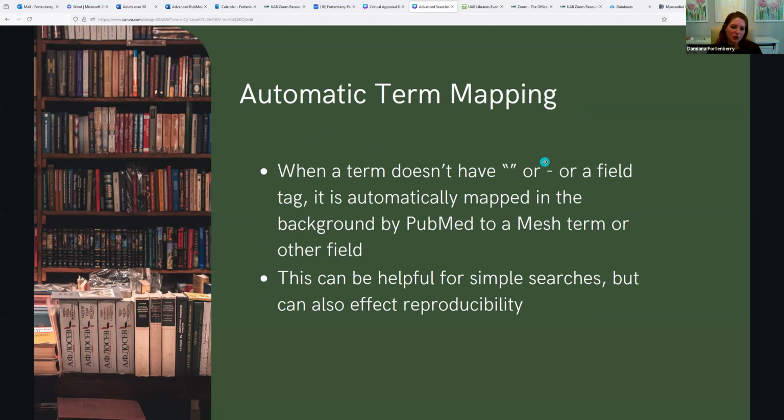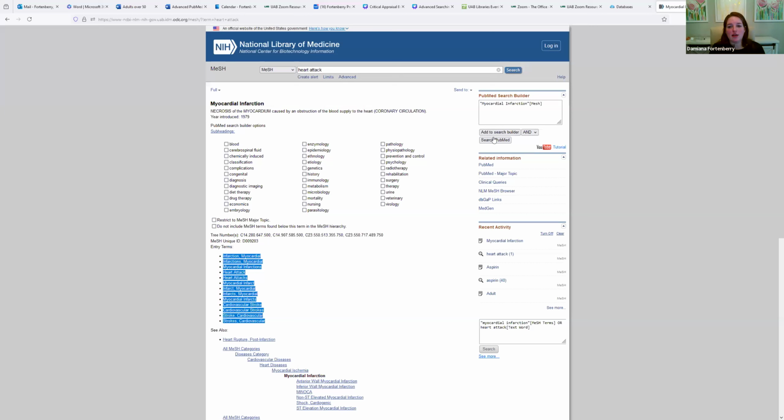Okay, so automatic term mapping I mentioned earlier. If it's a phrase with a quotation or a dash, then using these tools for a phrase turns off the automatic term mapping. If it's a singular word that doesn't have a field tag or anything like that, it's going to be automatically mapped by PubMed to a MeSH term or other kind of field. And we can see that when I go search PubMed.